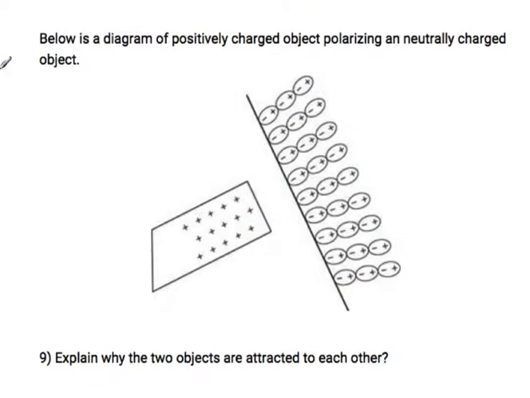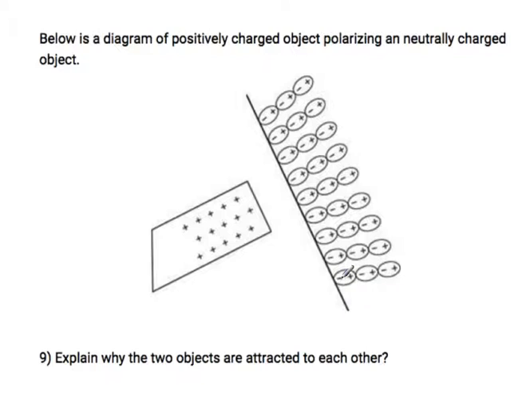Let's jump to the next problem, where below there's a diagram here. I'm going to give you either a positively charged object or a negatively charged object, which is represented by the thing I just boxed. So this is a positively charged object. And to the right here, this is after it's been polarized.